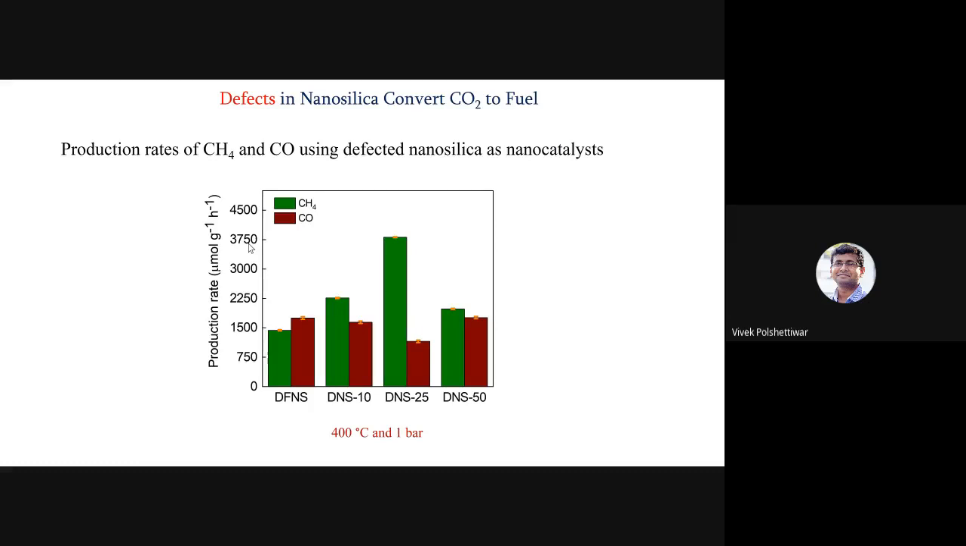So I have another 20 minutes. We'll go a bit quicker. What we learned here is that 25 has the highest methane yield, and 50, which has more defect sites, ideally has a lower methane yield. So that question also needs to be answered, why it is so.